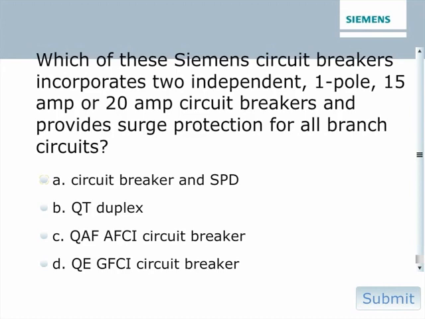Question 12. Which of these Siemens circuit breakers incorporates two independent, single pole, 15 amp or 20 amp circuit breakers and provides surge protection for all branch circuits? Is it A, circuit breaker and SPD, B, QT duplex, C, QAF AFCI circuit breaker, or D, QE GFCI circuit breaker?